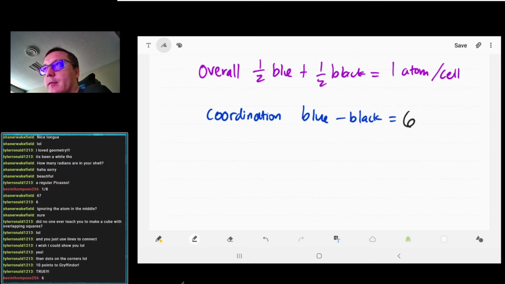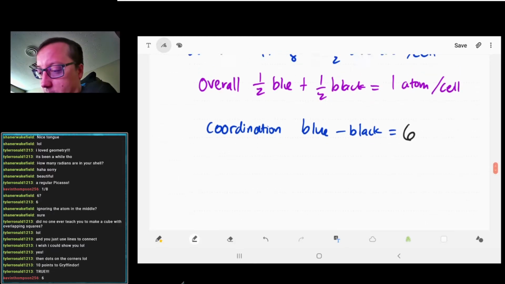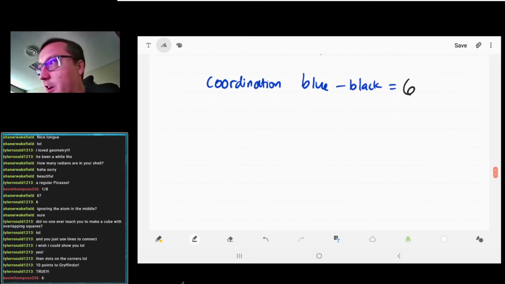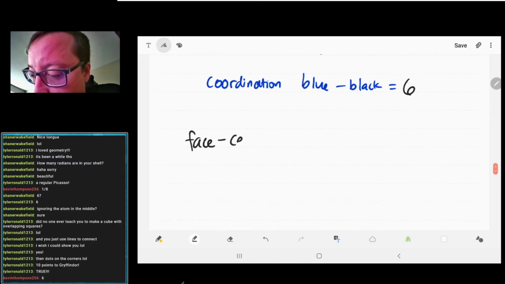Alrighty. Well, let's look at the last one and then we'll start our geometry class for the day. The last one we have is face-centered cubic.